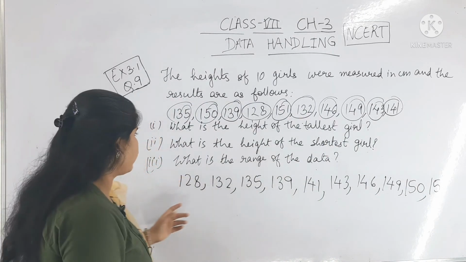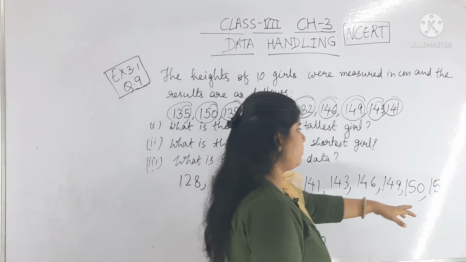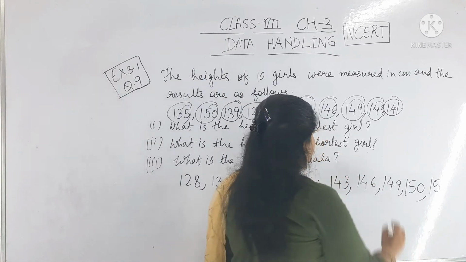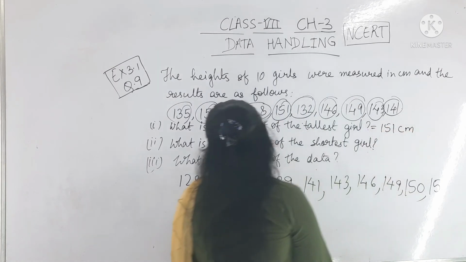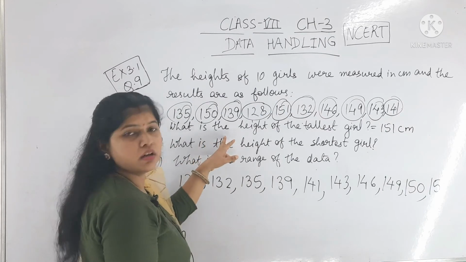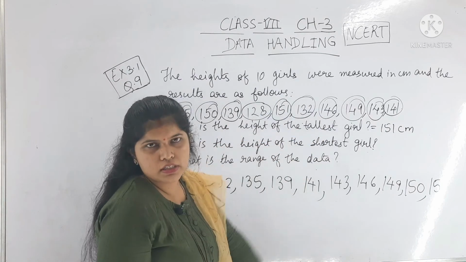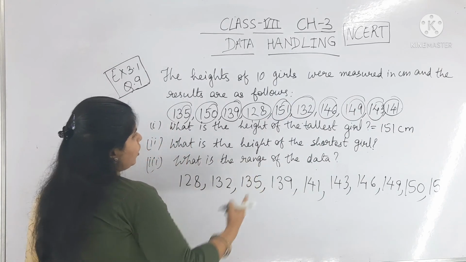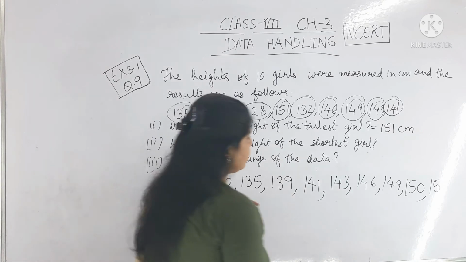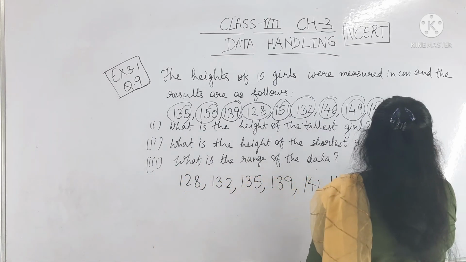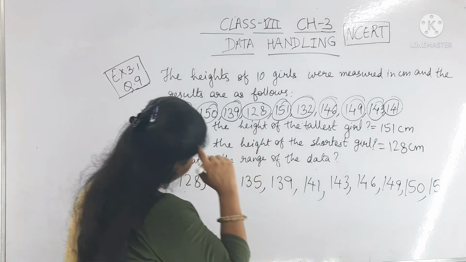So it is clear, what is the height of the tallest girl? The tallest girl will be 151 centimeter. So you have to write here 151 centimeter is the height. You have to write a full sentence. The height of the tallest girl is 151 centimeter. For the shortest girl, the height of the shortest girl is 128 centimeter. That is the smallest data.